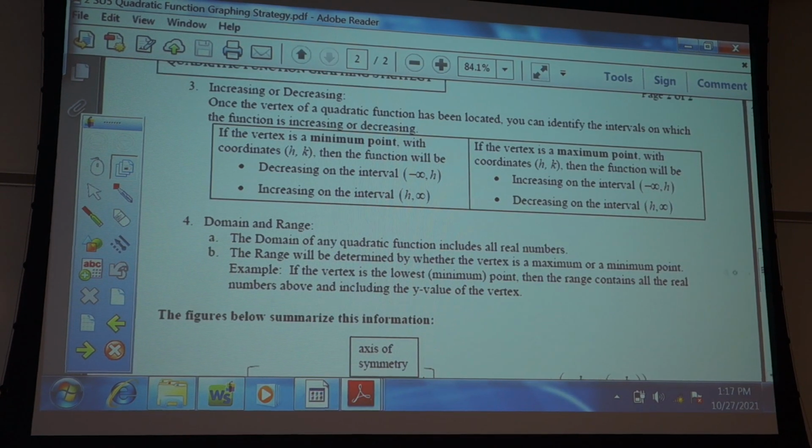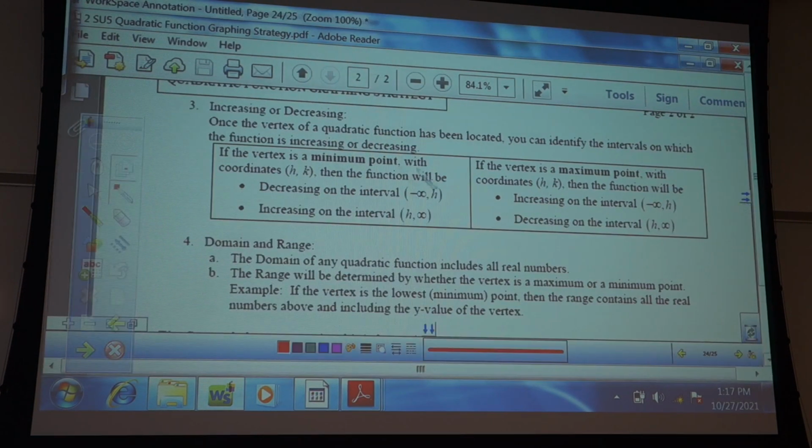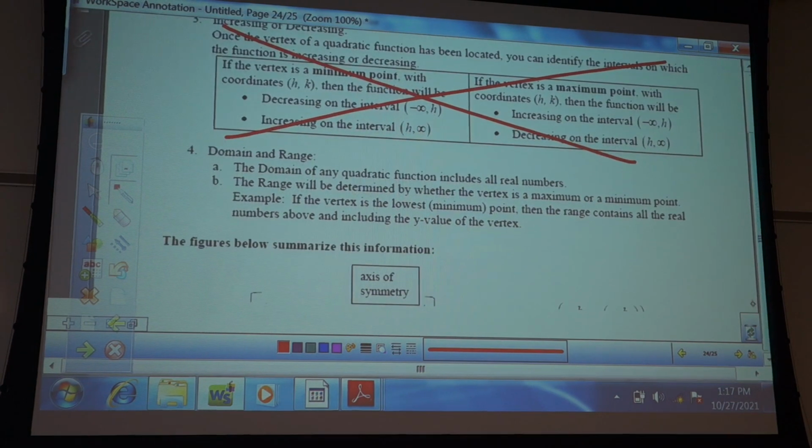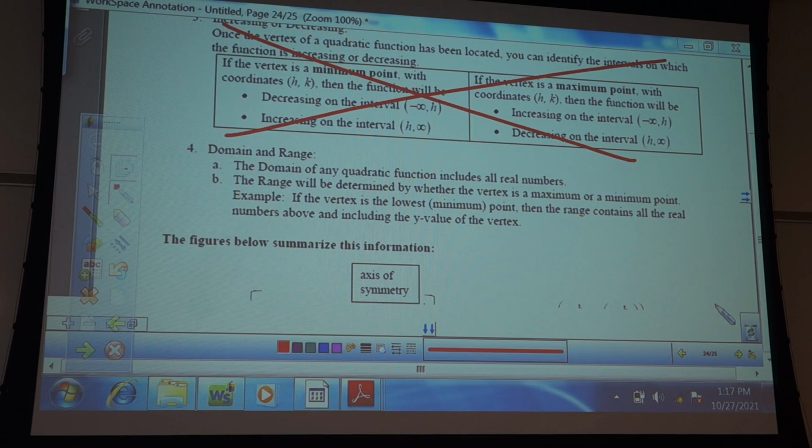Increasing, decreasing. All right, increasing, decreasing, we're going to cross that out. I don't care about that. All it does is confuse people and they get really no useful information about it whatsoever. The domain and range is all real numbers. It's always all real numbers. So the domain is always going to be negative infinity to positive infinity. We talked about that earlier because x is not being divided. We're not dividing by x, and we're not taking the square root of anything with x in it. And my range depends upon the vertex.